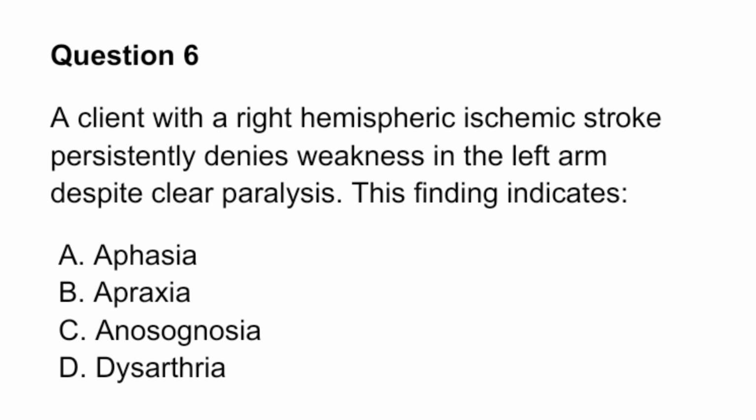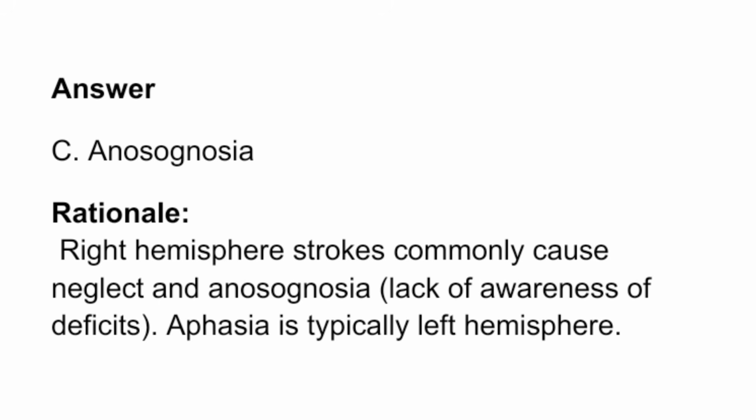Question 6. A client with right hemispheric ischemic stroke persistently denies weakness in the left arm despite clear paralysis. This finding indicates A. Aphasia. B. Apraxia. C. Anosognosia. D. Dysarthria. Answer. C. Anosognosia. Rationale. Right hemisphere strokes commonly cause neglect and anosognosia, lack of awareness of deficits. Aphasia is typically left hemisphere.